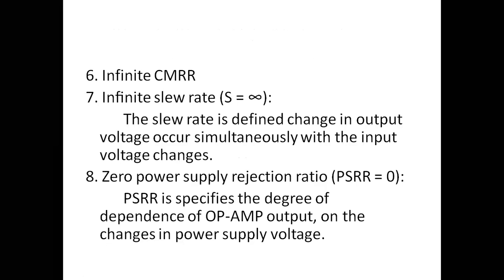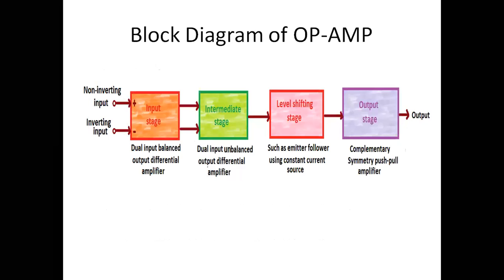Now there is the power supply rejection ratio. It specifies the degree of dependence of the op-amp on changes in the supply voltage. We are supposed to maintain the output constant irrespective of changes in the supply voltage, so we will require zero power supply rejection ratio.